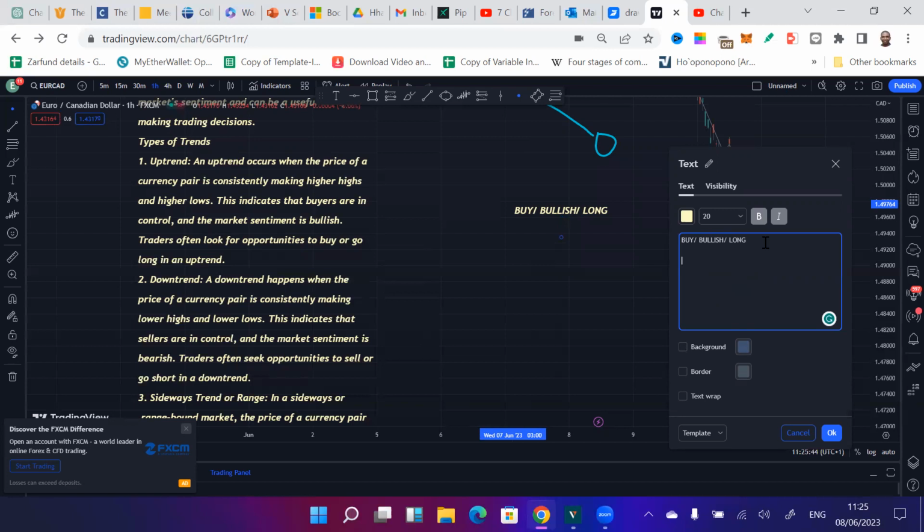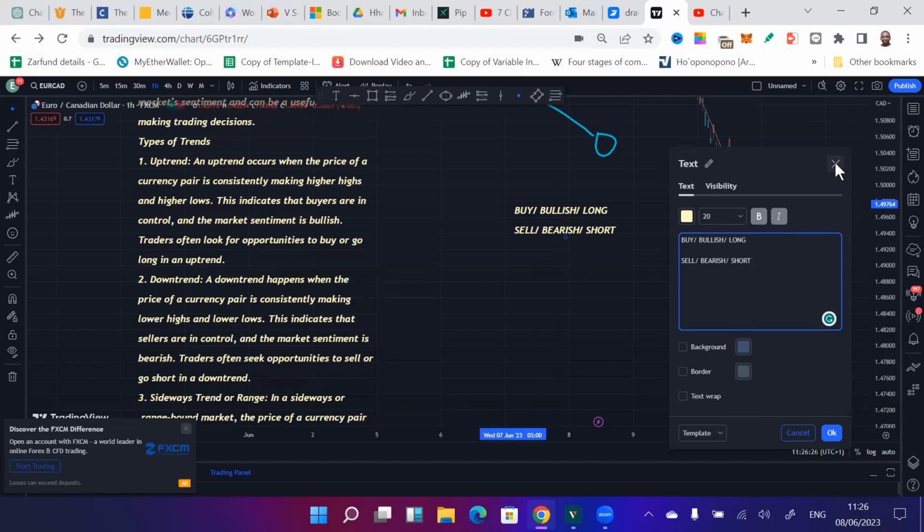Another thing is sell, bearish, short. Okay. So when we say sell, we are talking about selling. When we say bearish, we are talking about sell also. When we say short, we are talking about sell too. So take note of this. Buy means buy, bullish means buy, long means buy. You can use any one of those. It's still the same language, right? So sell means sell, bearish means sell, short means sell.